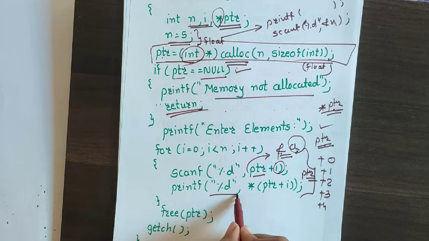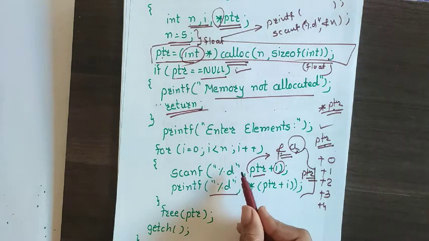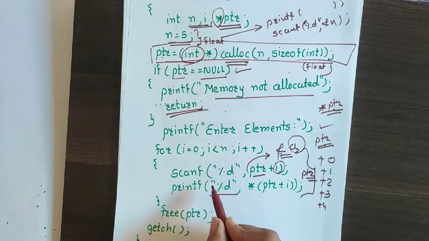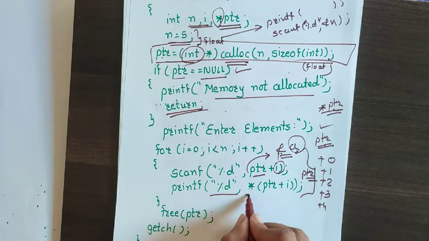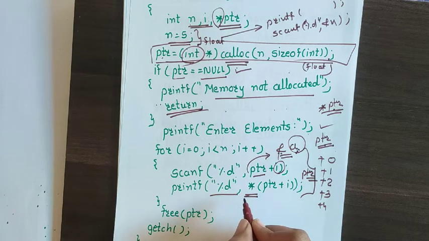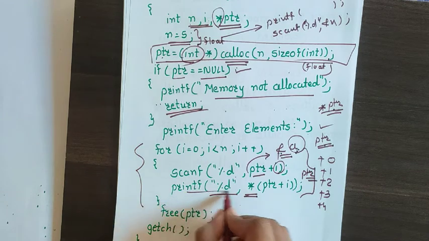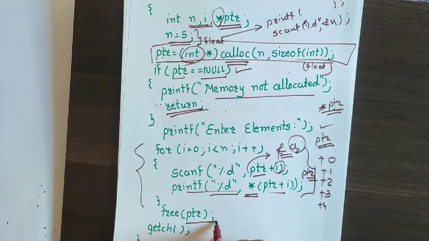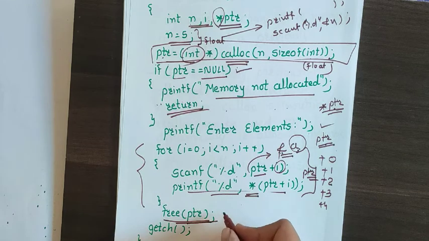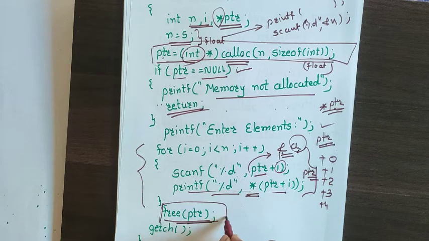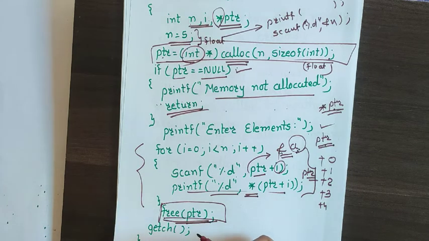Then again I'm printing the data whatever I have stored. So I'm writing printf %d, and here I am writing star, because star gives the value of that particular location. If you want, you can apply another for loop and print in that also. And then free ptr. Why is this free ptr needed? Because to deallocate the memory. We have already allocated the memory of that particular given size, but at the end of the program, after its completion, I need to deallocate the memory. So for deallocation I'm using this free. And then getch.